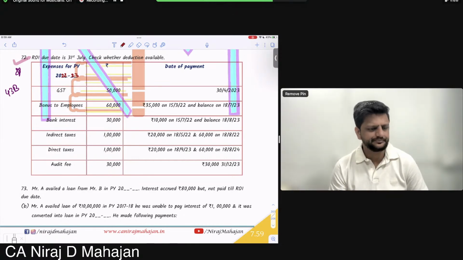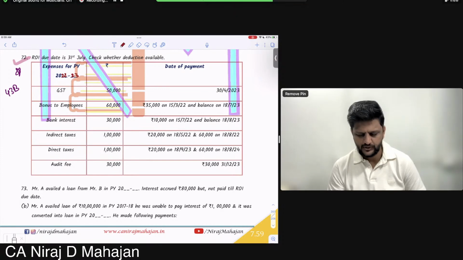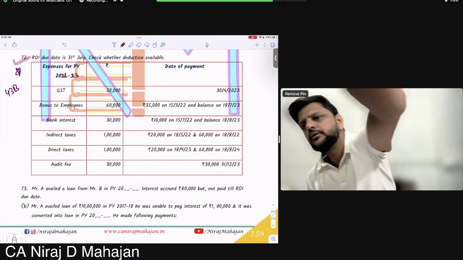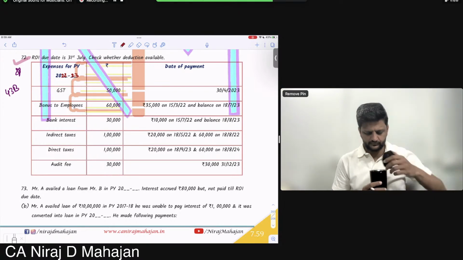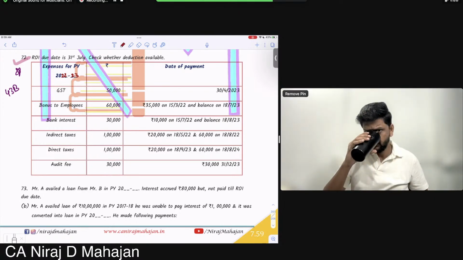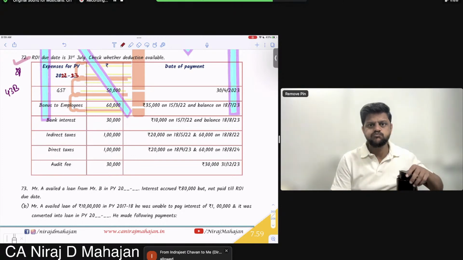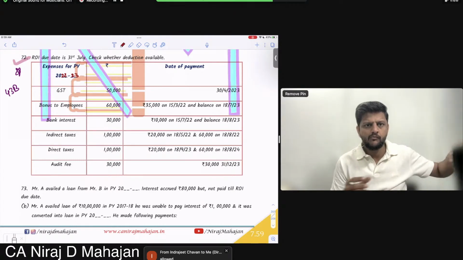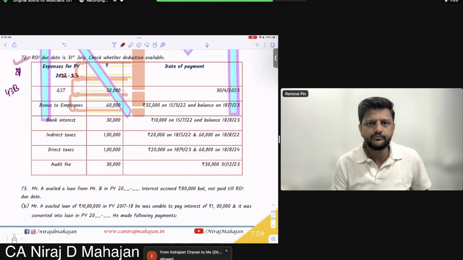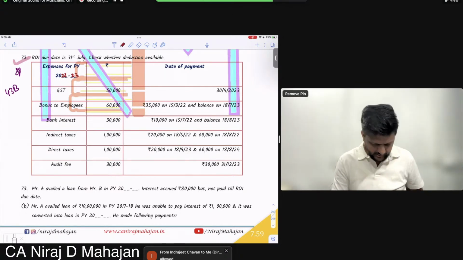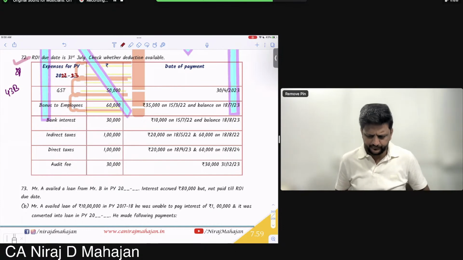GST payable, rupees 50,000. Actually paid on 30th April. Allowed or not allowed? Yes, everybody?